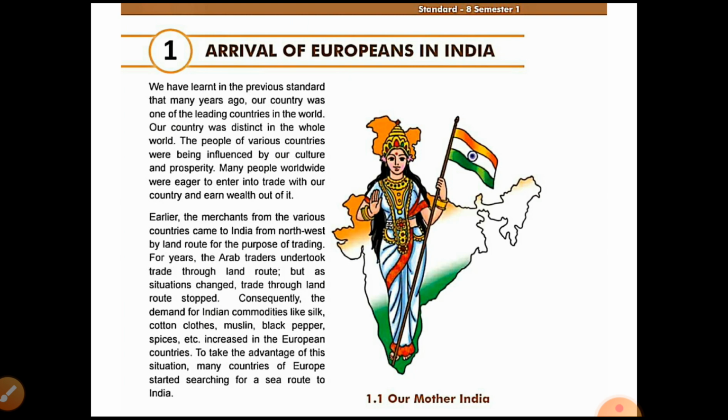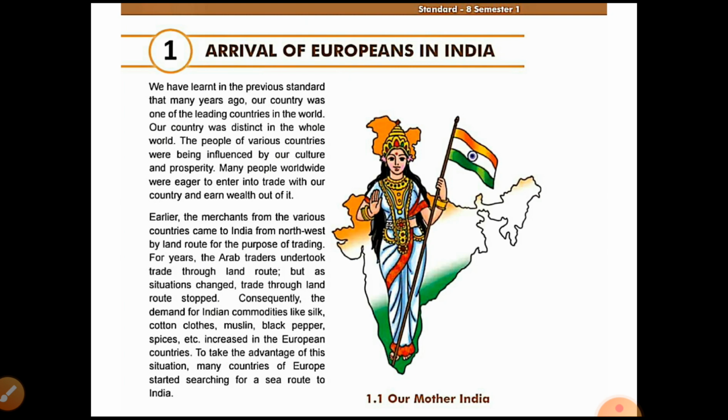So arrival means when the European powers started to come to India. We have learned in the previous standard that many years ago our country was one of the leading countries in the world. In the previous sixth standard we had studied that our country was powerful according to its wealth and economic condition. Our country was distinct in the whole world, different from the other countries.